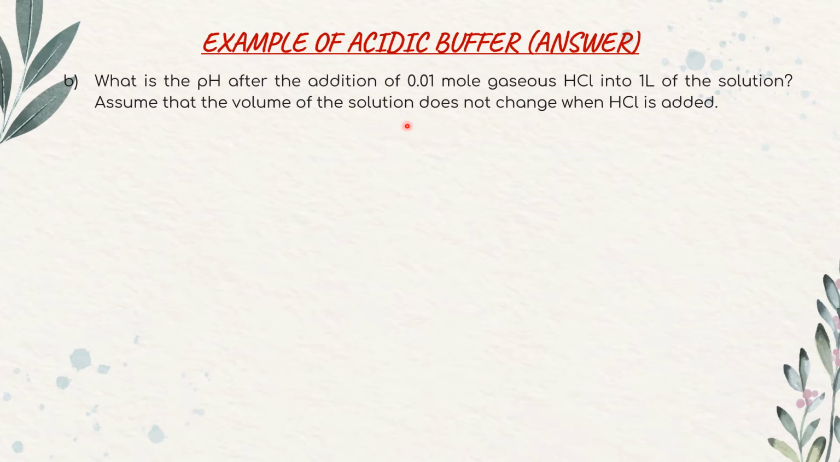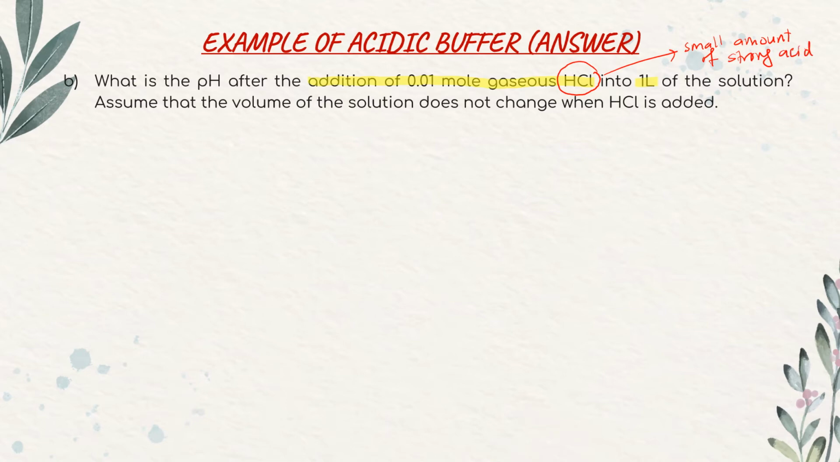Okay, now, we're going to start answering this question. Okay, kita highlightkan dulu information yang kita ada. So, information kita adalah addition of 0.01 mole gaseous HCl into 1 liter of the solution. So, pH tak berubah. Okay, jadi dekat sini, the disturbance that we have, kita tambah kepada sistem kita, we add a small amount of strong acid.